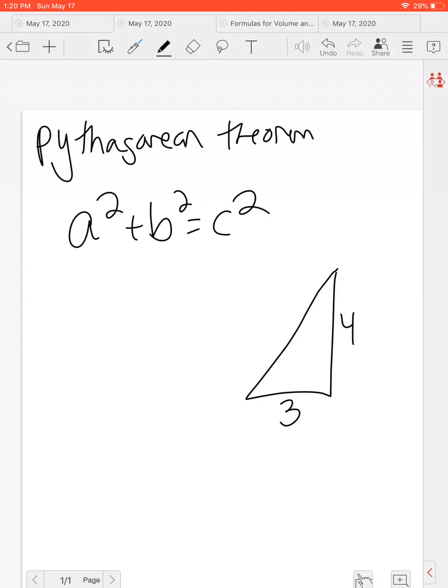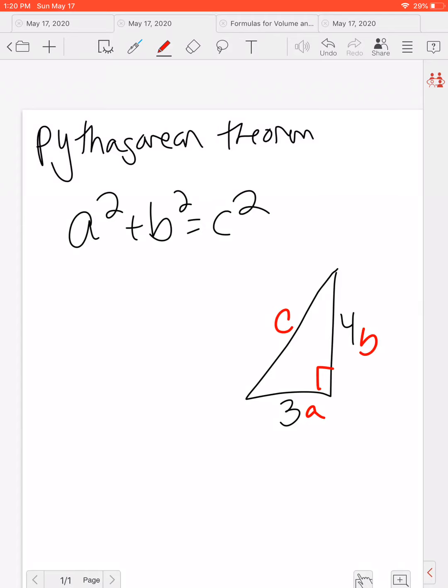Remember, Pythagorean theorem is a squared plus b squared equals c squared. So if I have a triangle, remember that c is always the one across from the 90-degree angle, and a and b are the legs. A and b can flip around, but c is always the hypotenuse, it's always the longest side. So it has to be across from 90.